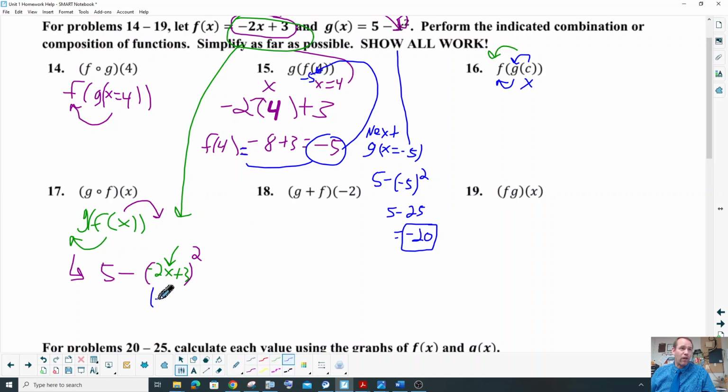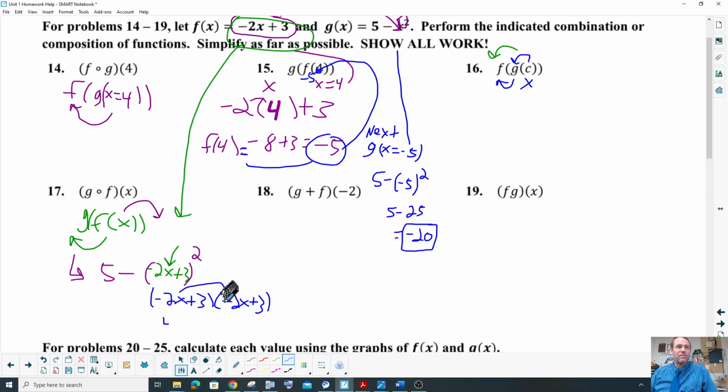So that means 2 of them. When you say squared, it means 2 of them. So negative 2x plus 3 times negative 2x plus 3. All right. So now negative 2x times negative 2x is a positive what? Pause me. You're supposed to be doing this on your own. So pause me. Try it on your own, and then push play and see how you did.